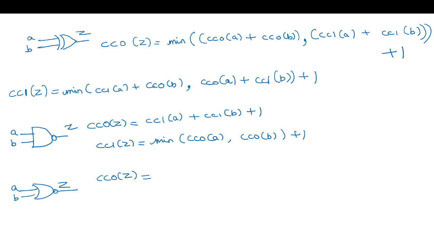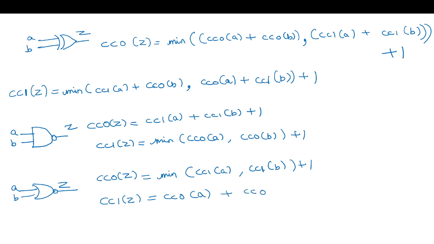For NOR, if any input is 1, the output will be 0. So for controllability to 0, it is the minimum of CC1 of A or CC1 of B, plus 1. And for controllability to 1, why should both be 0? Because only when both are 0 will the NOR output be 1.